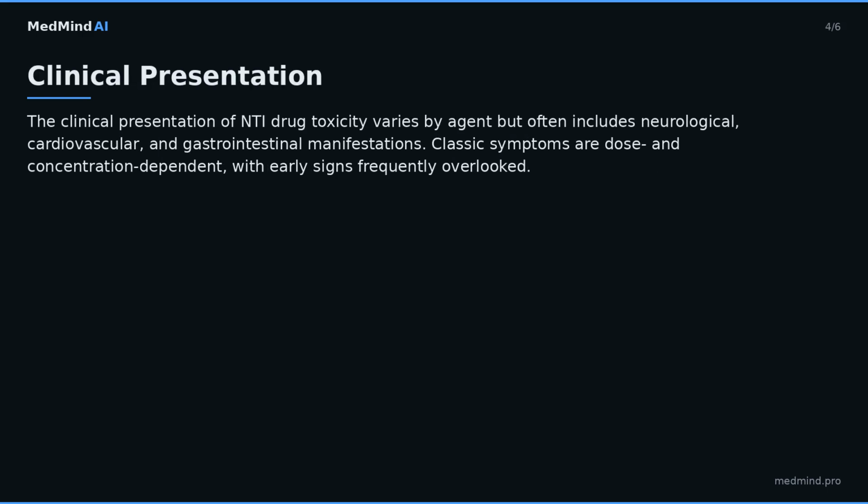Clinical presentation. The clinical presentation of NTI drug toxicity varies by agent but often includes neurological, cardiovascular, and gastrointestinal manifestations. Classic symptoms are dose and concentration dependent, with early signs frequently overlooked. Digoxin toxicity occurs in 0.5 to 1.0 per 100 patient years. Classic presentation includes nausea, 60%, vomiting, 45%, fatigue, 50%, and visual disturbances such as yellow-green halos, xanthopsia, 30%.